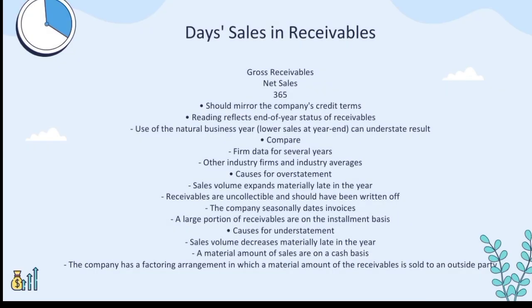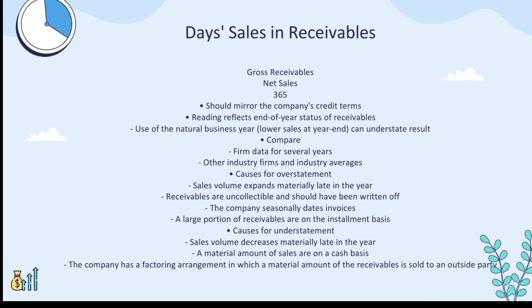Days sales in receivables: gross receivables over net sales, times 1 year or 365 days, should mirror the company's credit terms, reflecting the end-of-year status of receivables. Use the natural business year, since lower sales at the year end can understate the result. Compare the firm's data over several years and against other firms and the industry average.